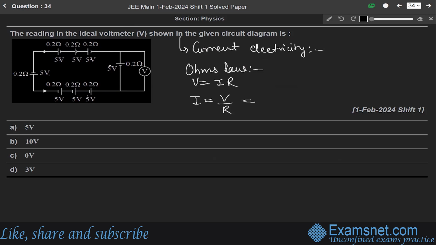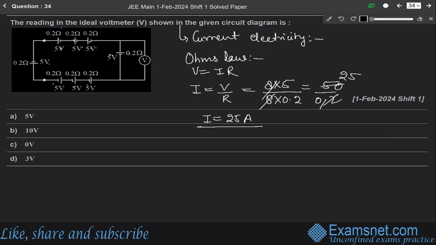The total voltage in the circuit will be 8 into 5, counting the cells, over the total resistance, which is 8 into 0.2. So it will be equal to 5 over 0.2, which is 25. So the current will be 25 ampere in the circuit.